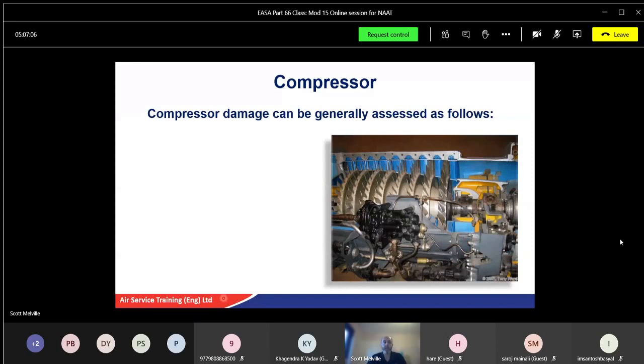The compressor itself, well, you can only see so much of the compressor. You'll see the big fan at the front attached to the compressor. So yeah, the fan you can actually see. Again, it all depends on the size of the engine. Compressor damage is generally assessed as follows. So superficial damage, all right. So superficial damage and impact damage, repairable damage, all right.